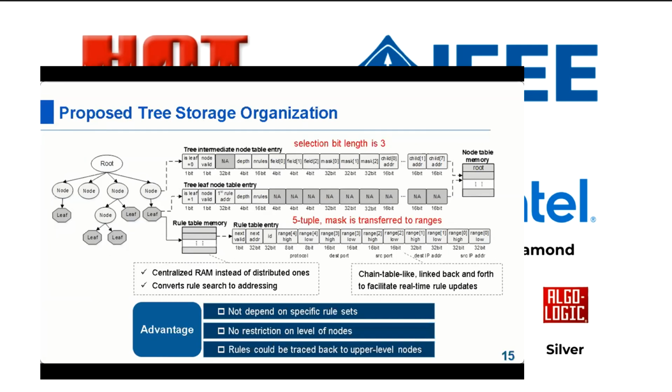This design has three major advantages. The architecture does not depend on specific root size, and the level of nodes could not be restricted. And it facilitates real-time root updates, and the roots could be traced back to upper-level nodes with cached node information.